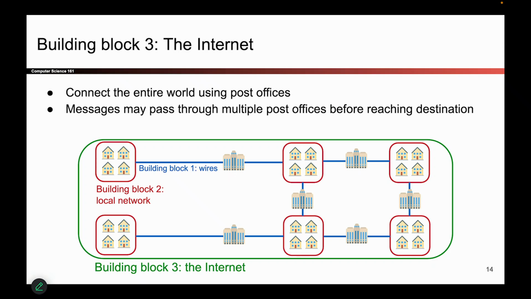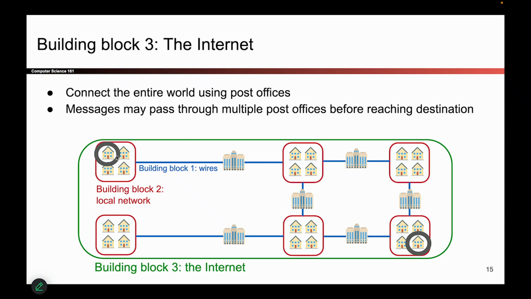Now, one interesting observation about the way that we have built the internet is that messages sometimes have to travel across multiple post offices before they reach their destination. So for example, if this is us and we're in California and we want to send a message to our friend somewhere in France, then maybe our mail cannot go directly to the person in France. There is no mailman that can fly across the ocean.